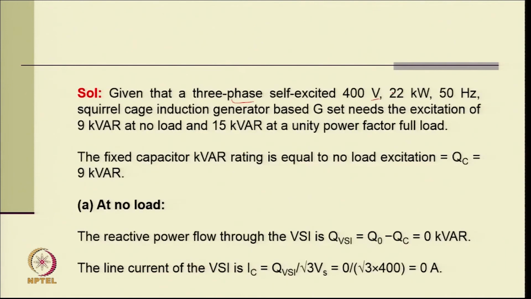Given a 3 phase self excited 400 volt, 22 kilowatt, 50 hertz squirrel cage induction generator based DG set that needs excitation of 9 kVAR at no load and 15 kVAR at unity power factor load, the fixed capacitor is taken as 9 kVAR. At no load, the reactive power flow through the VSI is 0 because 9 kVAR is needed, and the line current of the VSI will be 0.